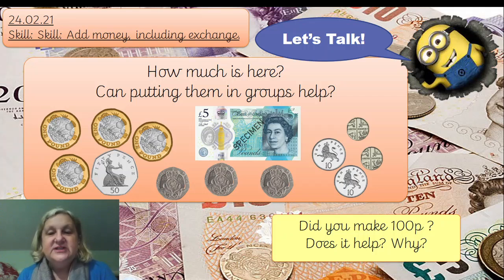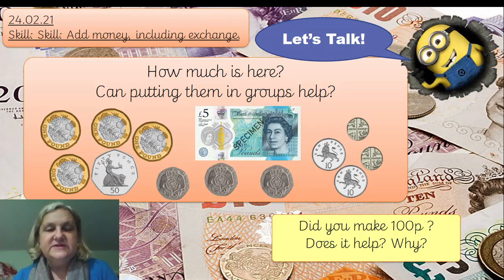Okay, so did you make £1 or 100 pence in there? We've got pounds there. Did you make £1 from the rest? Does it help you, and why does it help you? It should help because it helps you to add the pounds within the pound group. So if you've got 100 pence, you can then change it to £1 and then add it up as £1. And then you've got the rest.